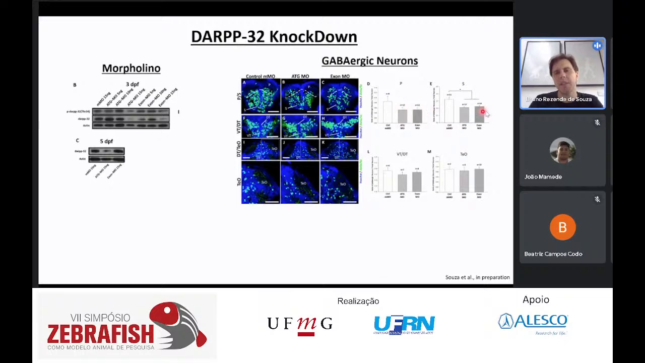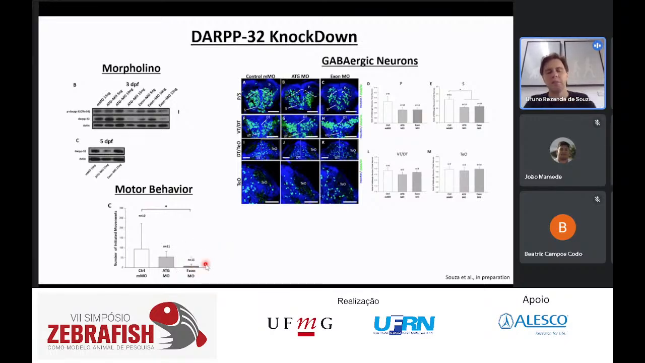There's a decrease in the number of GABAergic neurons, especially in subpallium, but not in the other regions. So blocking DARPP-32 expression is probably also involved in the development of GABAergic neurons. And when we check the behavior, we could see again the decrease of motor behavior when we knock down DARPP-32 genes in the beginning of development.